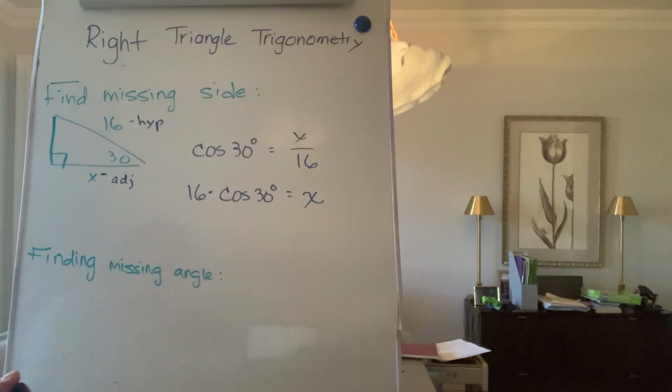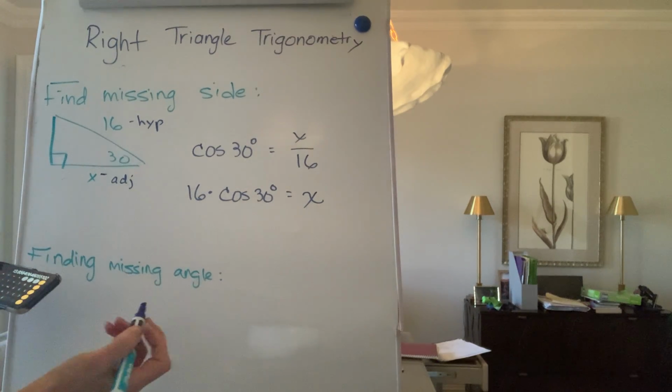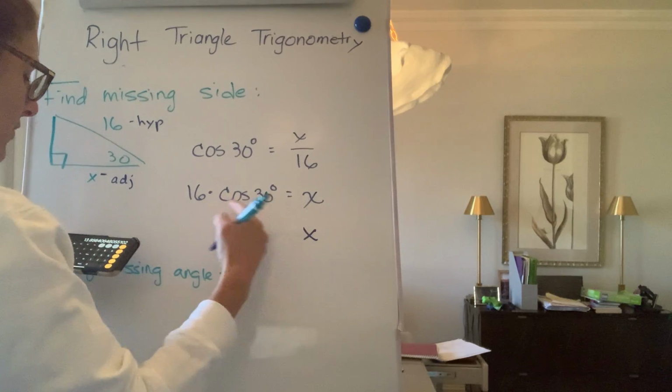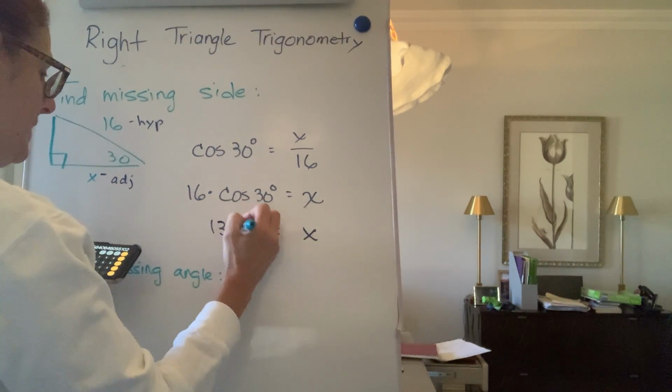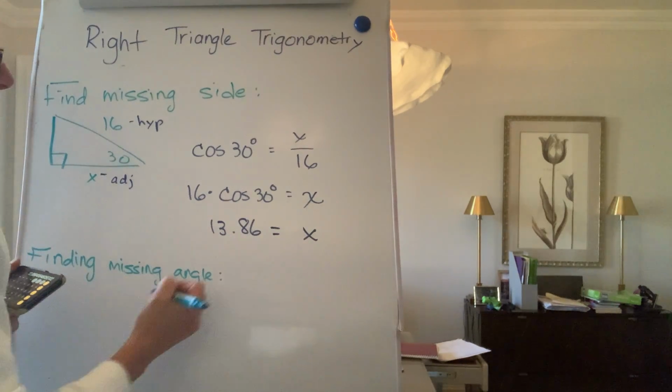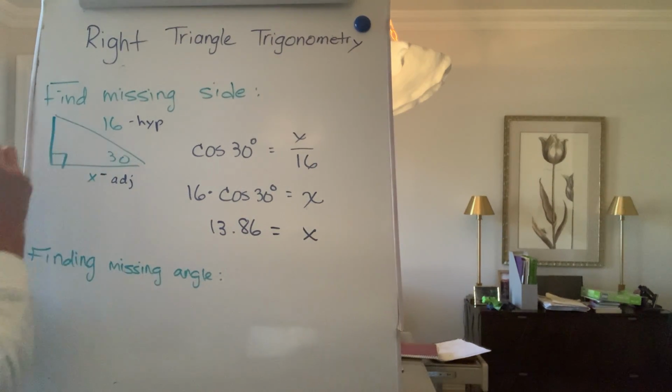I'm using my phone calculator right here because I actually don't have my own personal TI. All right, so I'm going to do the cosine of 30 degrees. When we do that, try not to round until the very end, but if you have to round, go out to at least 4 decimal places. But here, if I did the cosine of 30 times 16, I got 13.86, okay? So the missing side here would have been 13.86.